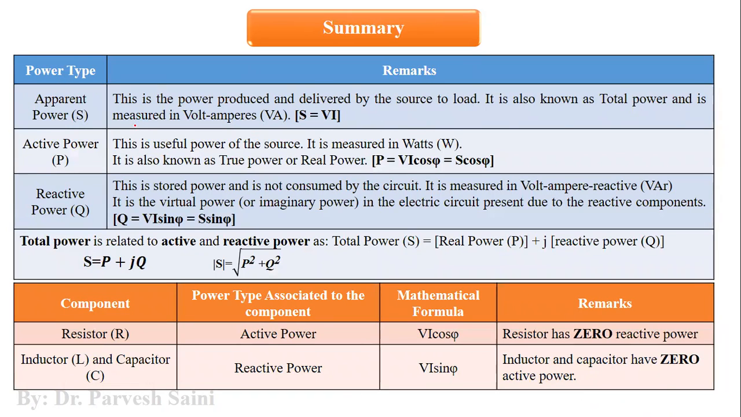Now let us take the summary here. Whatever we have discussed has been summarized here. The power is basically of three types. One is the apparent power, which is produced by the source to the load, also known as total power, and it is measured in volt amperes, given by S is equal to V into I. Then you have active power, which is one of the components of the apparent power, the real component.